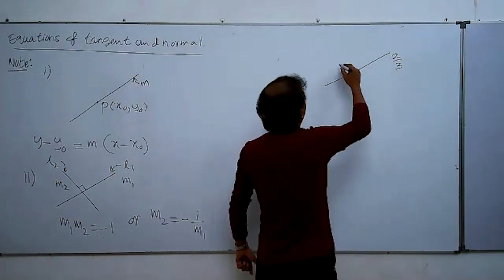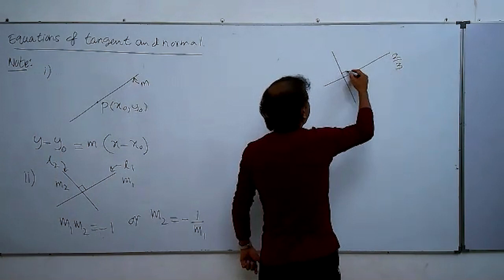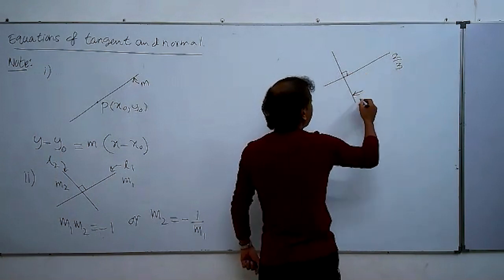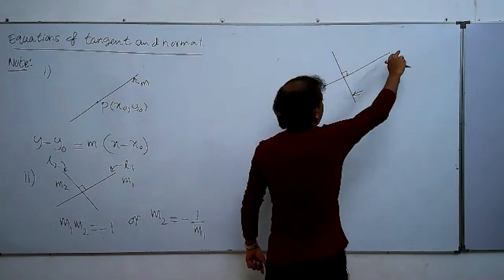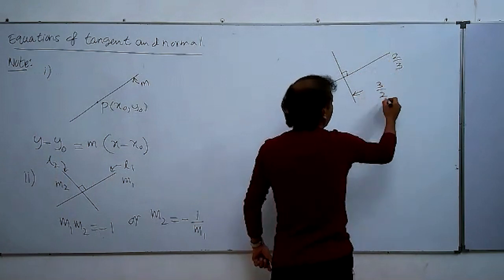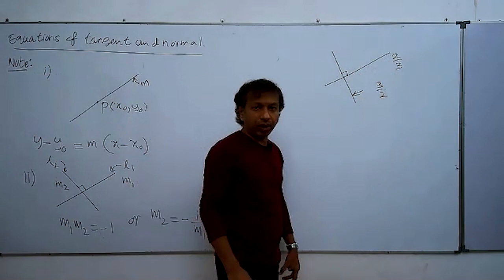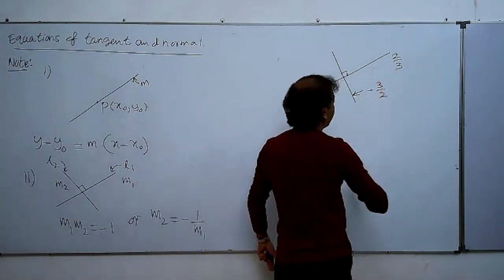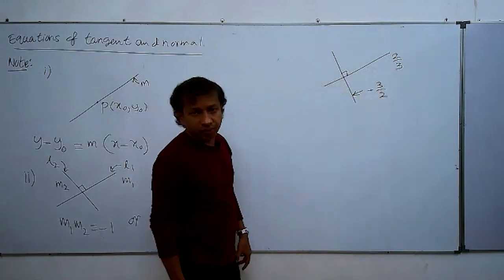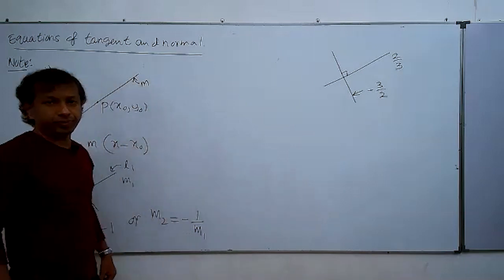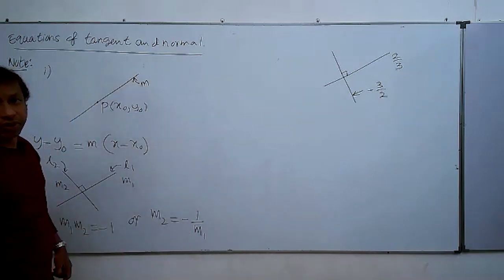Then the gradient of the line which is perpendicular to this can be obtained. Take the reciprocal of this. Reciprocal means interchange numerator and denominator. Okay, and multiply that by a minus sign. That is how we find the gradient of the perpendicular line. Using this, we can answer some questions.